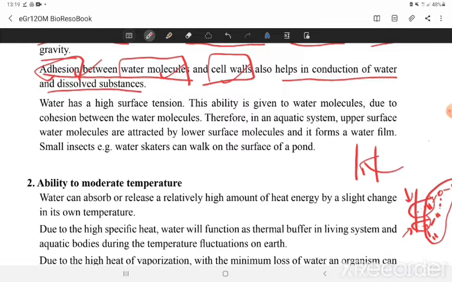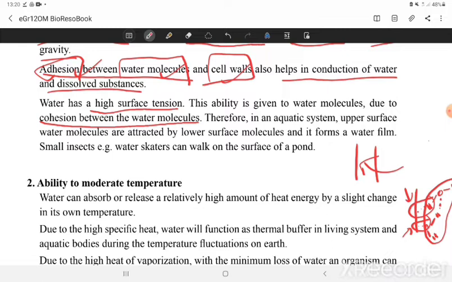Now water has a high surface tension. Why do we say water has a high surface tension? They have explained it. The ability to have this high surface tension is given to water molecules due to the cohesion between water molecules. The reason for high surface tension is the cohesion between water molecules. They love to stay with each other. Water molecules love each other, with good attractions known as hydrogen bonds.